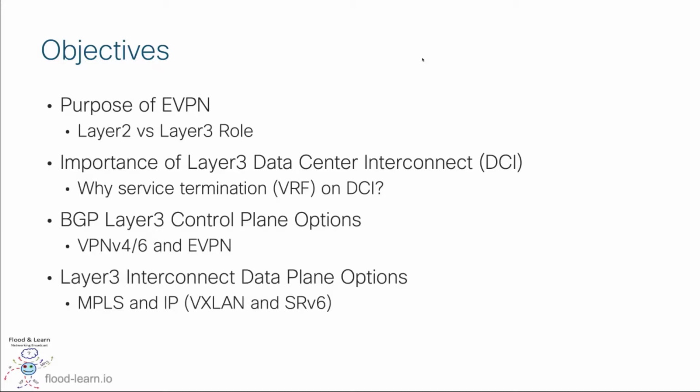We look at the different control plane options. We will again compare VPNv4, VPNv6, and the EVPN, this time again for the layer 3. We discussed these options during the first session, so we will remind a lot of things there, and we will also look at different data plane options. Mainly we will be covering the MPLS, but we will also look at the difference between the VXLAN and, for example, SRv6 when we look at the IP data plane.